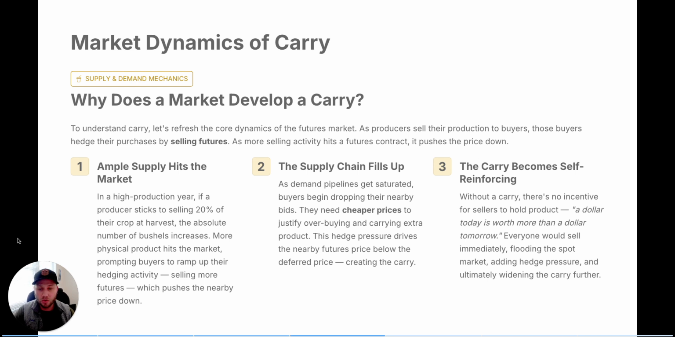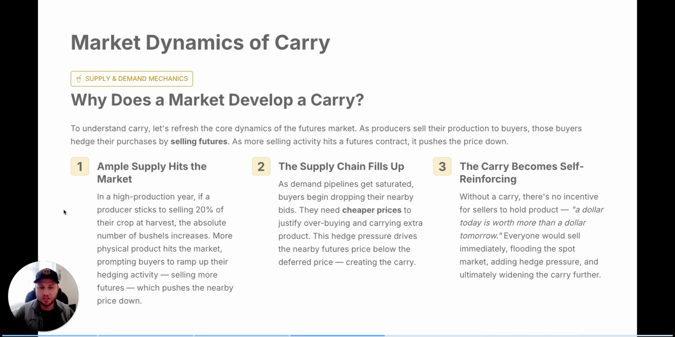So when we think about it, as producers are selling our production to buyers, we know those buyers are hedging their purchases by selling the futures. So if there's more selling activity on the futures, it's going to be pushing the price down, right? And that usually happens when there's an ample supply in the market versus where the demand is. So let's think about what happens as the ample supply hits the market.